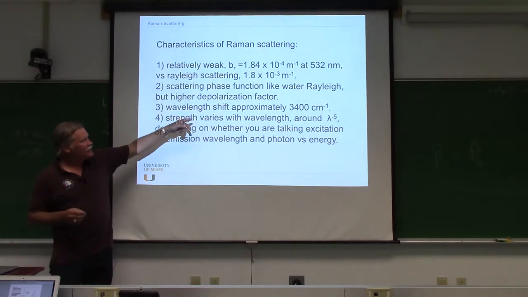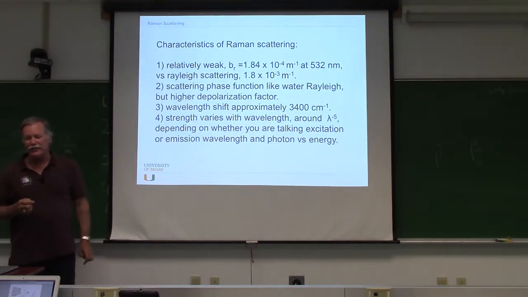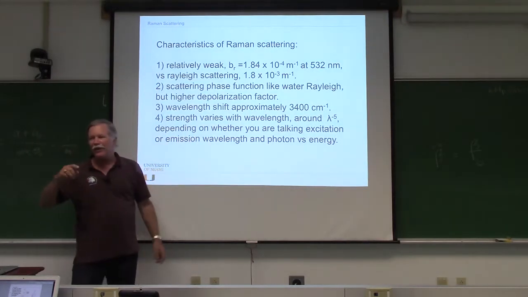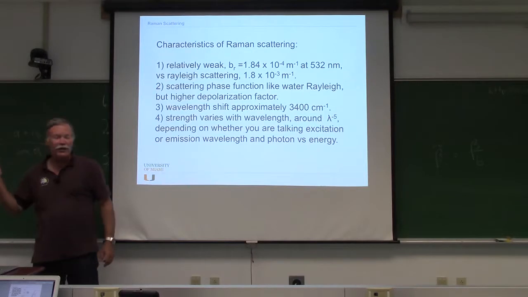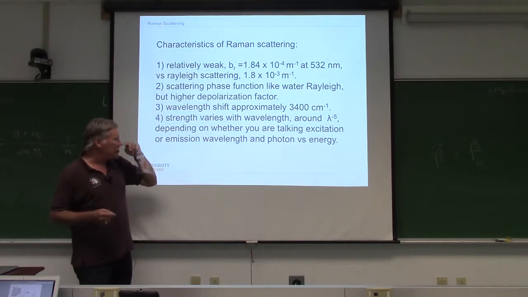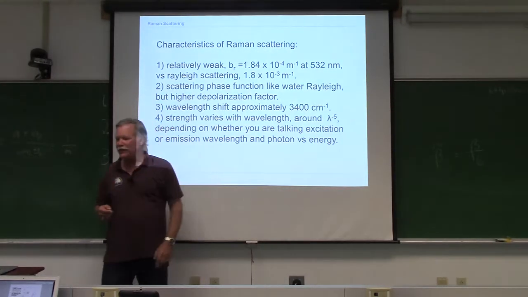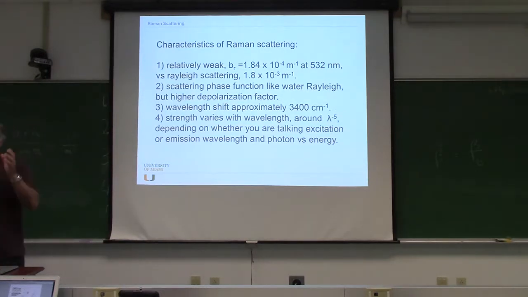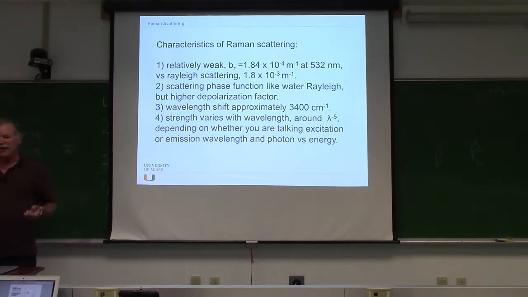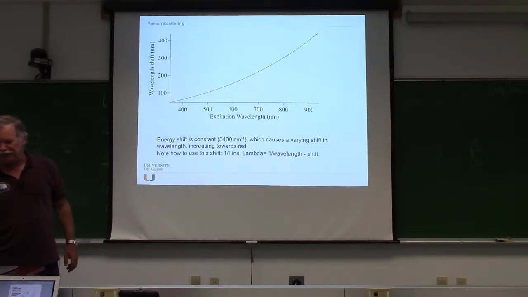The wavelength shift, as I said, is about 3,400 inverse centimeters. The strength varies with wavelength. Remember, Rayleigh scattering is lambda to the minus 4 for pure Rayleigh scattering. With Raman, it's about lambda to the minus 5, but it depends on whether you're talking about the strength in terms of the excitation wavelength or the emission wavelength and photon energy. So you have to be careful about that.